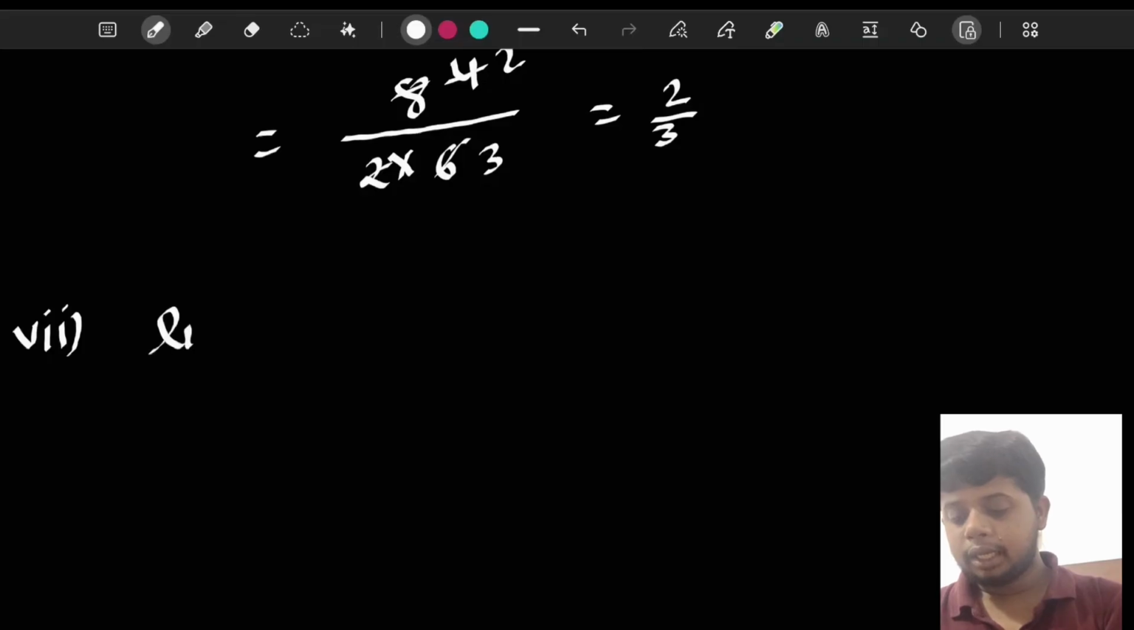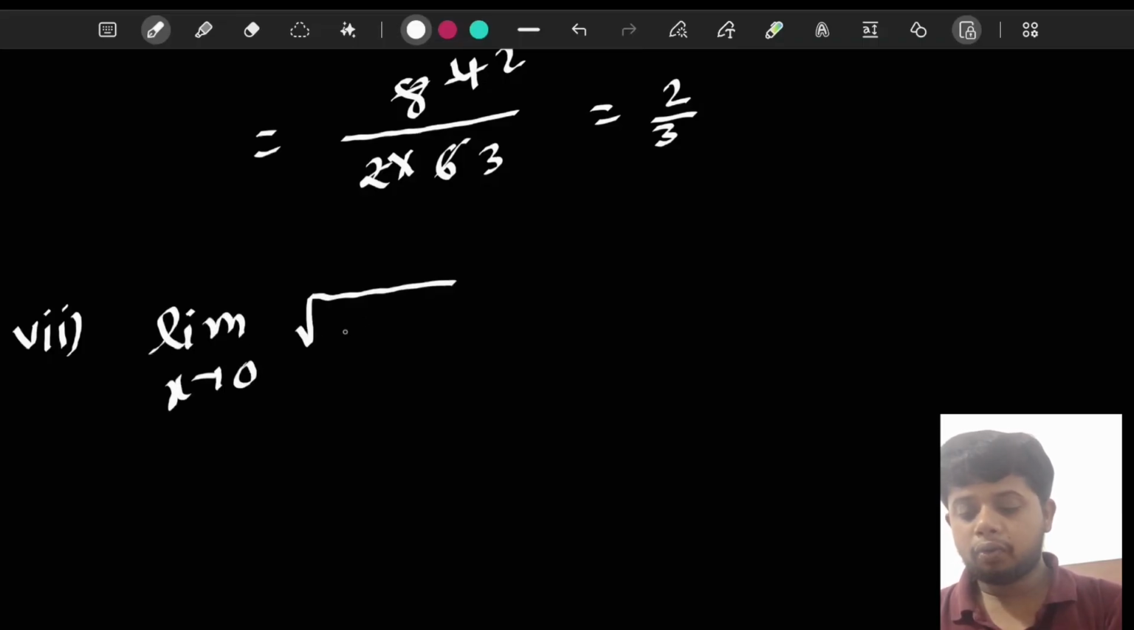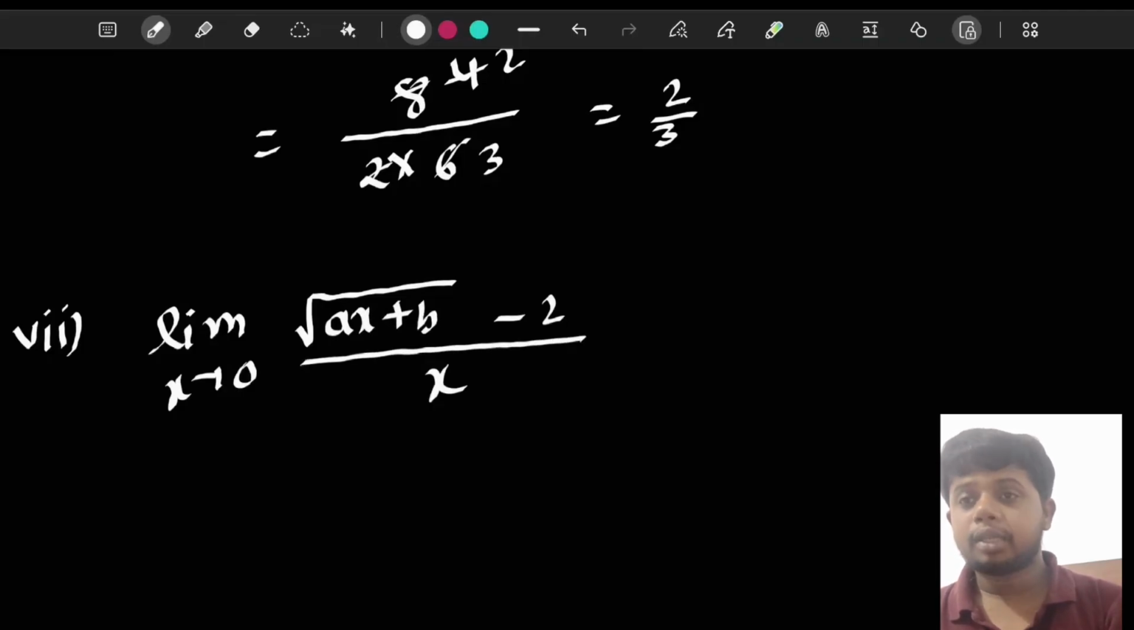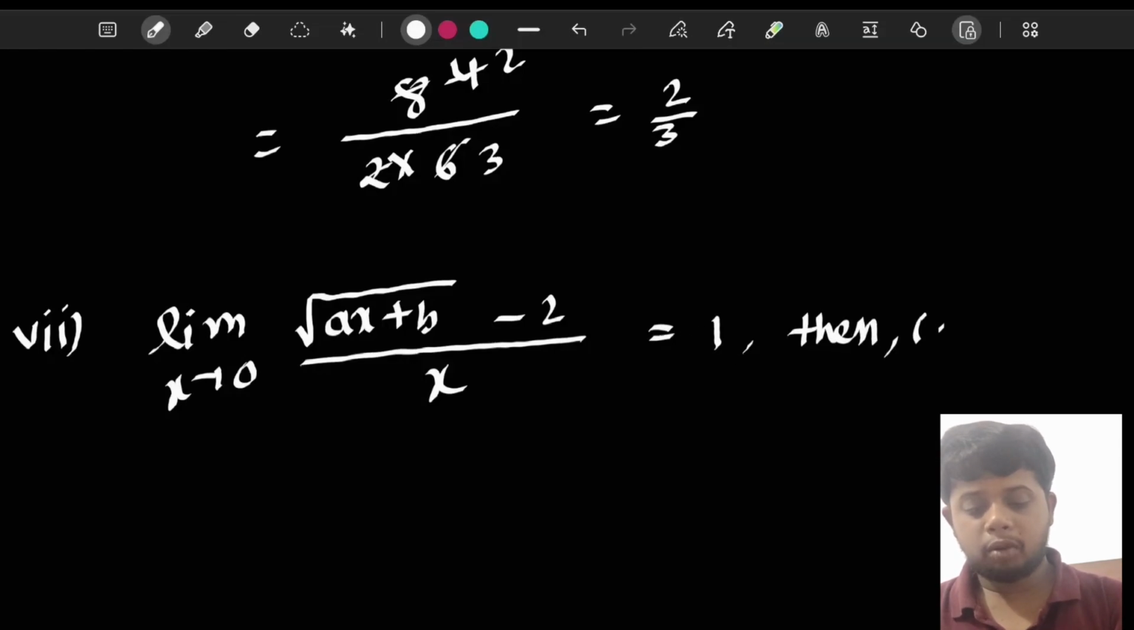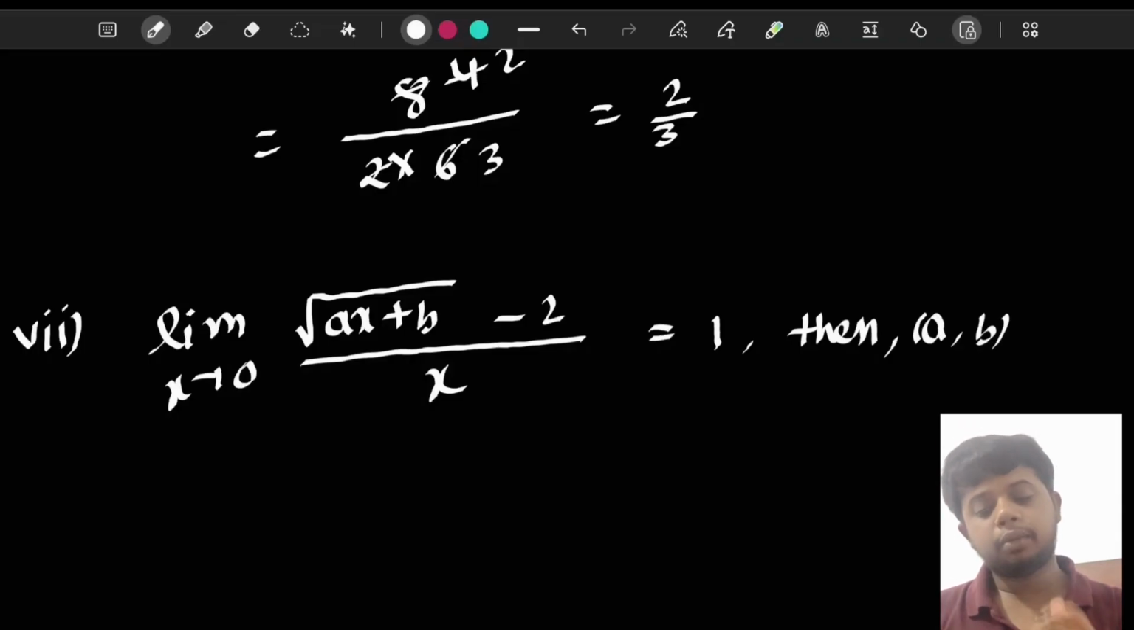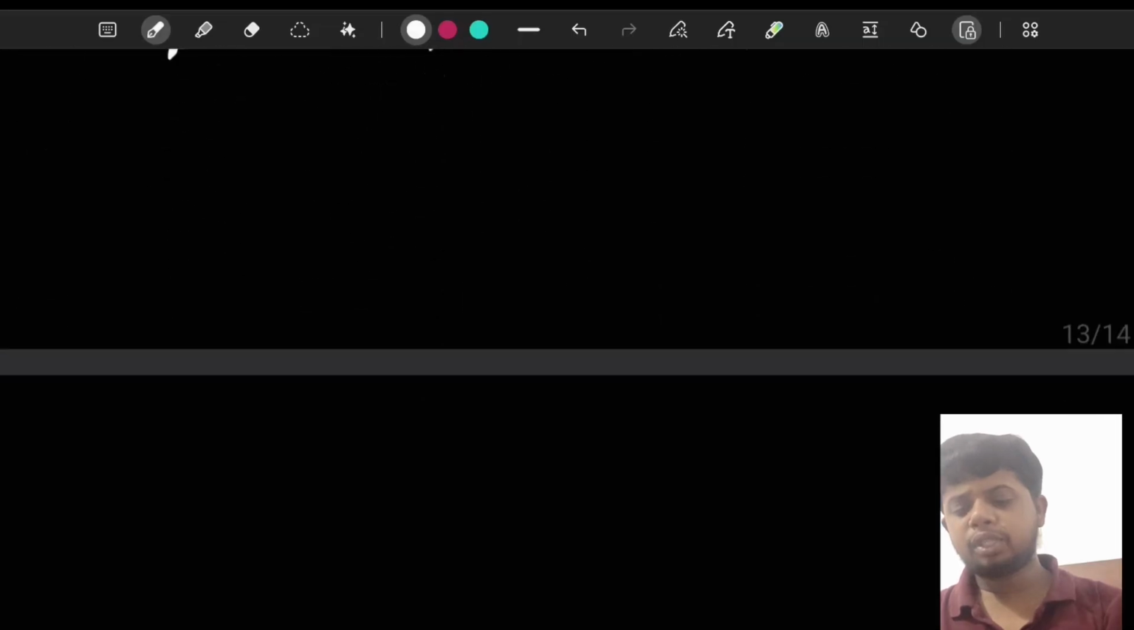This says limit x tends to 0, under root of ax plus b minus 2, by x, is equal to 1. Then find a comma b. We'll say yes sir, correct. Now see one thing.